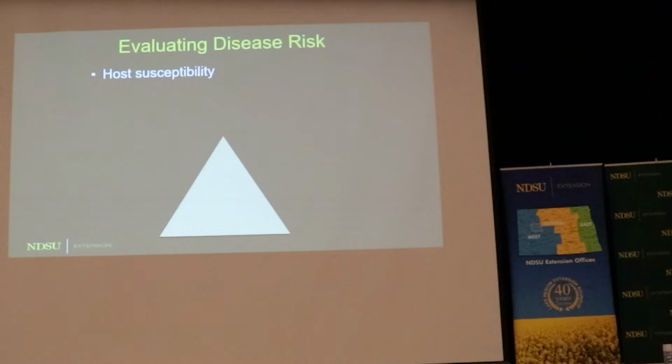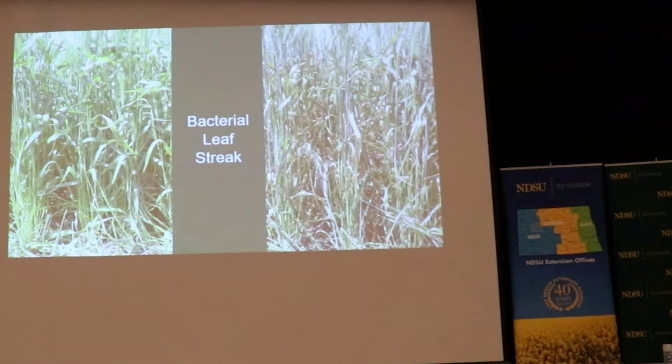One is I consider the most important is host susceptibility. Now, we have several varieties in the state, and we have the disease scores associated with them, but how we apply host susceptibility is going to depend on a few things. First thing might be, what diseases are you worried about? Which ones have been more frequent in your area? We don't have a variety that's going to be good on everything.